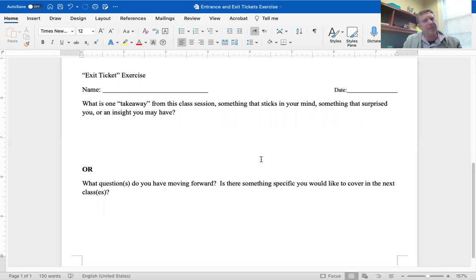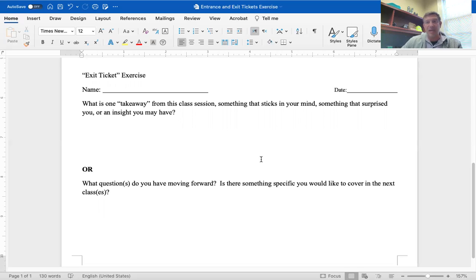And so what these exit tickets, the idea is you're trying to say, okay, what's going on in their mind during the class? And they have to write something down, like, okay, what is one takeaway from this class session, something that sticks in your mind, something that surprised you, or an insight you may have.